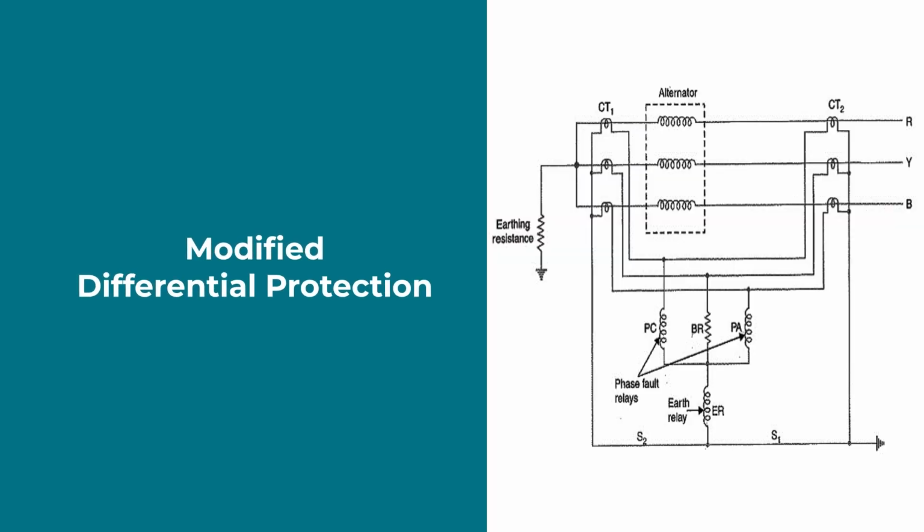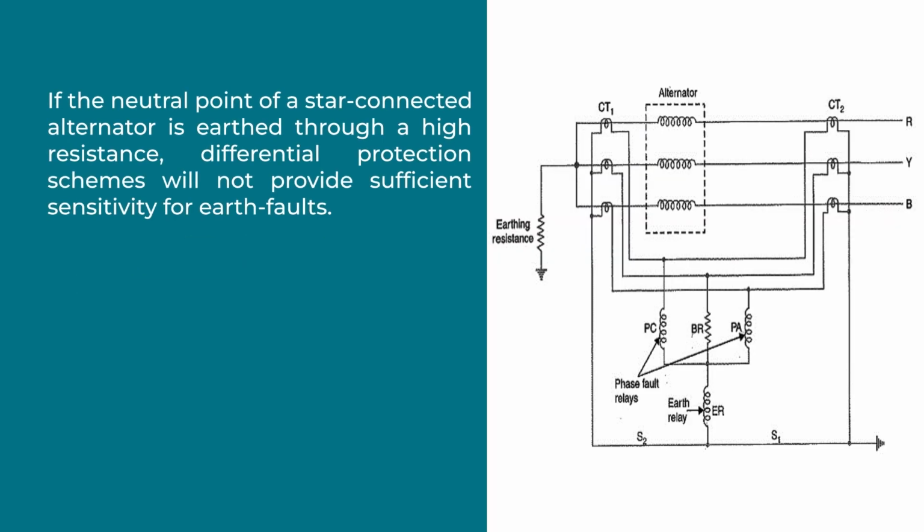This is the limitation of the differential protection scheme. Next one is the modified differential protection scheme. If the neutral point of a star connected alternator is earthed through a high resistance, the simple differential protection scheme will not provide sufficient sensitivity for earth fault.